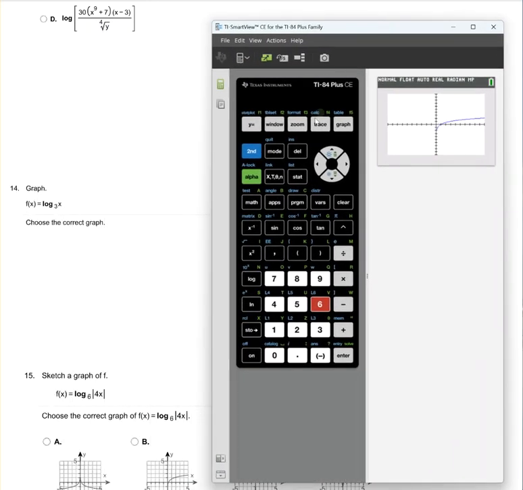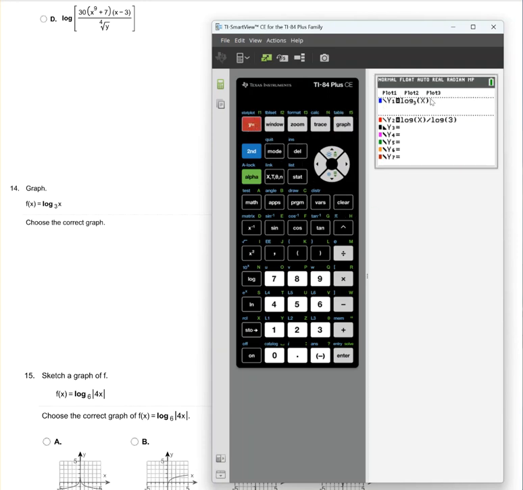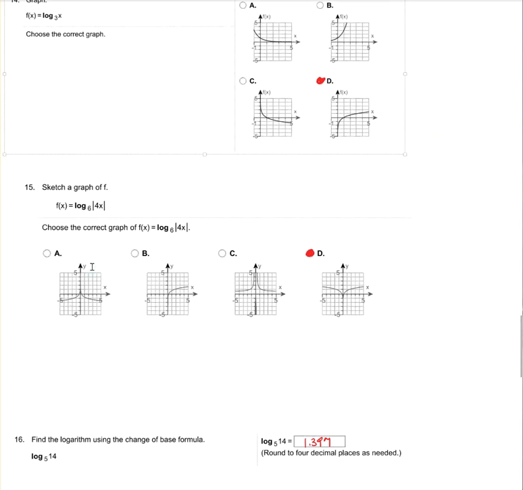Now, if you don't have that, you have to do log of the argument divided by log of the base. So you would have log x divided by log 3. And that should give you the same thing. And so it just went over my other graph because it is the other way to do that. So if you don't have this log base icon, it's log of the argument divided by log of the base. All right? You would do the same thing here.